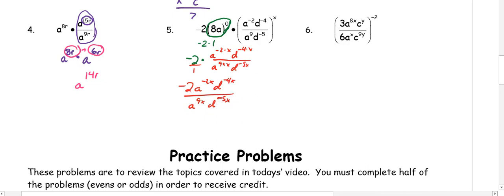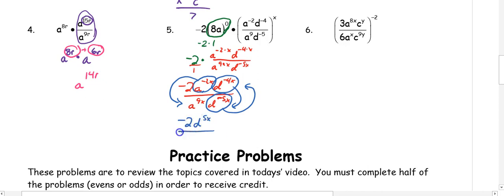So remember that we need to move our negative exponents. Negative 2, though, is just a number, so that gets to stay there. Meanwhile, the a needs to move to the denominator, the d needs to move to the denominator, and the d in the denominator needs to move to the numerator. So that leaves us with 2 d to the 5x over a to the 9x, a to the 2x, and d to the 4x.